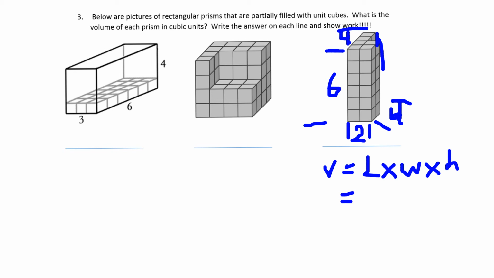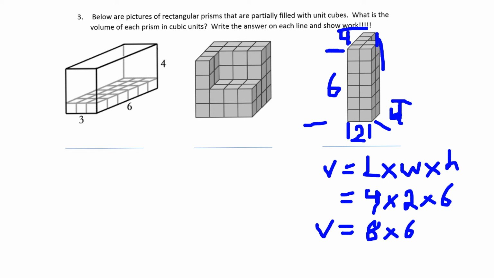So the length is 4. The width is 2. And the height is 6. Now 2 times 4 is 8. So now we have 8 times 6 is equal to the volume. And 6 times 8 is 48. So the volume is equal to 48.